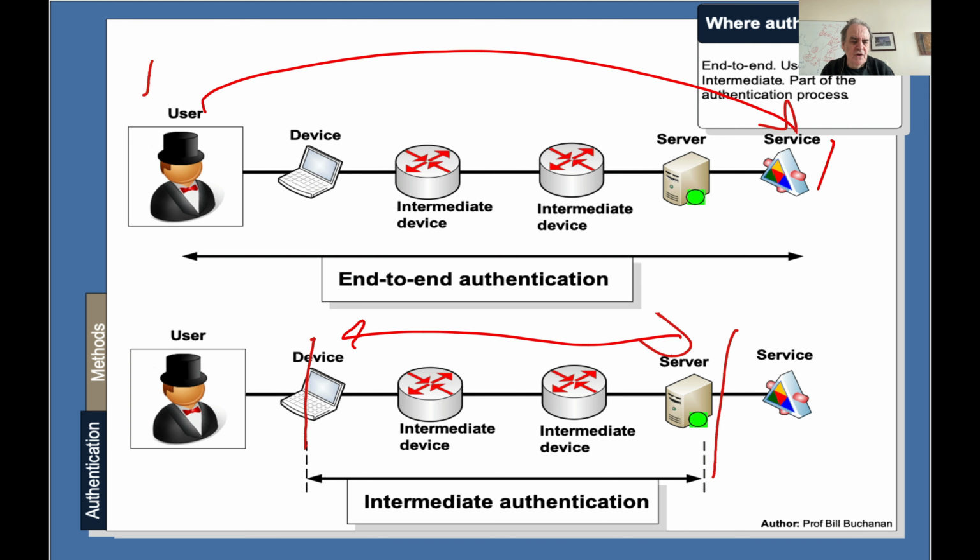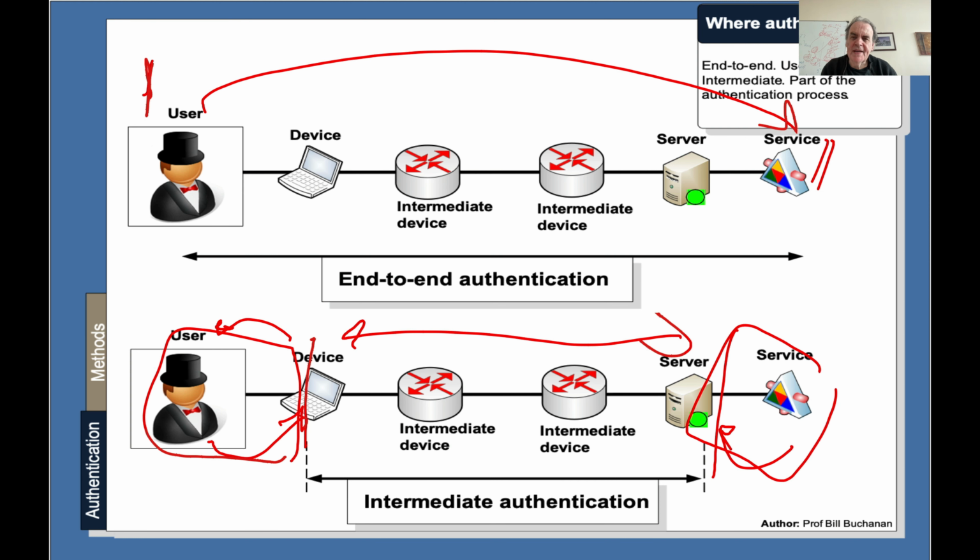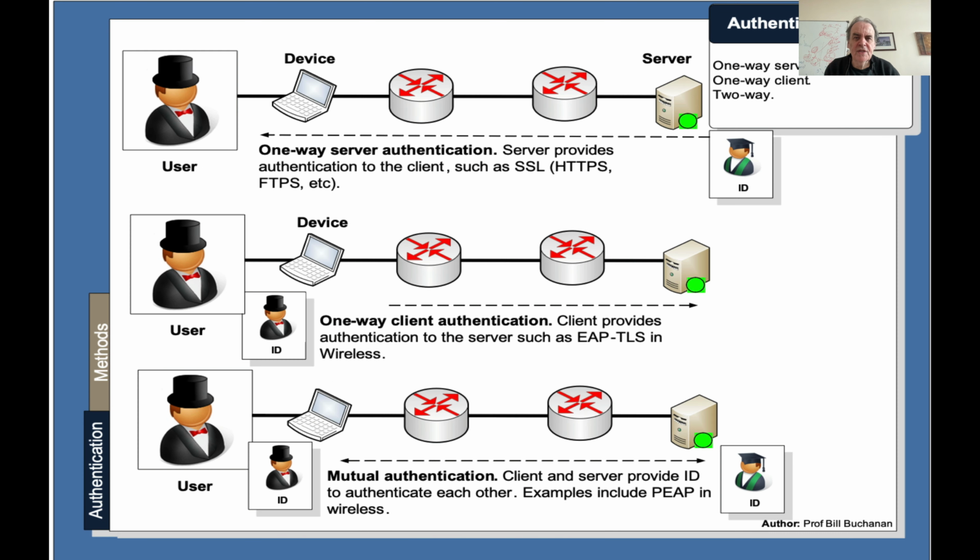The best method is obviously end-to-end authentication, but sometimes we can't get that, so we will often go for intermediate authentication. So Bob owns a device and a service is running on a server, so it is mostly authenticated there, but obviously there's an opportunity for Bob to lose his device and for the service to be replaced by another one. So in most cases, end-to-end authentication is the best.